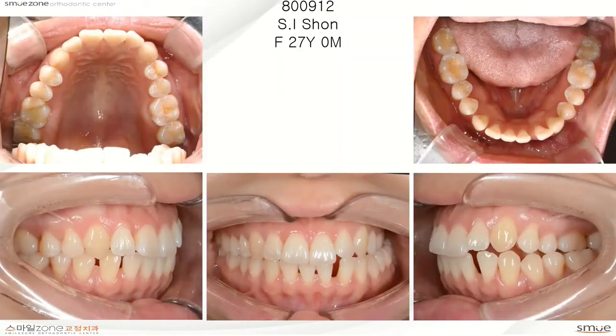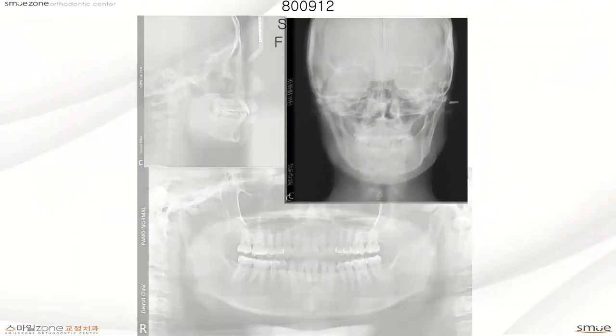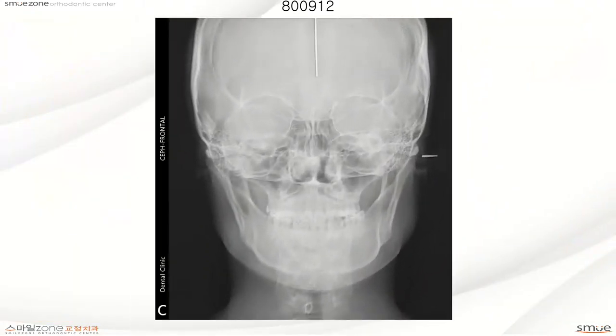In another case, she also has a crossbite on the side, and also the maxilla is narrow. Yeah, maxilla, mandible, at the same position of the teeth. The maxilla is that narrow. Then maybe we are considering expanding the maxilla.